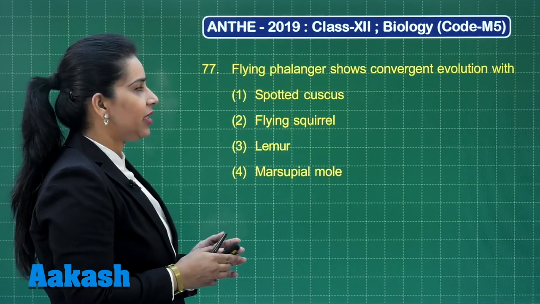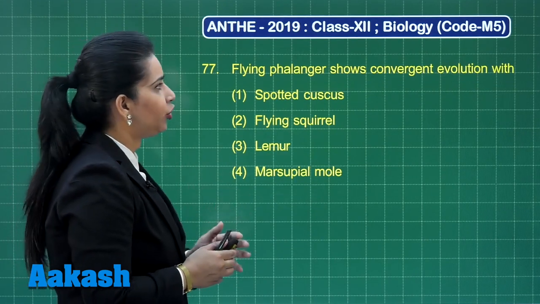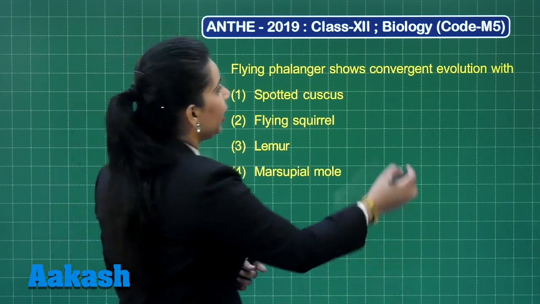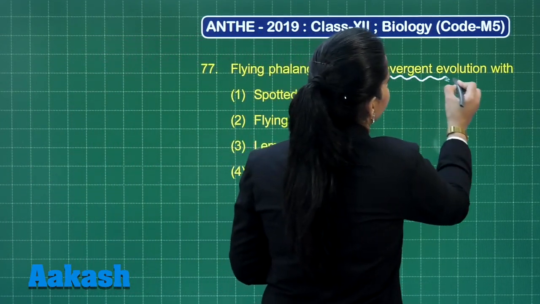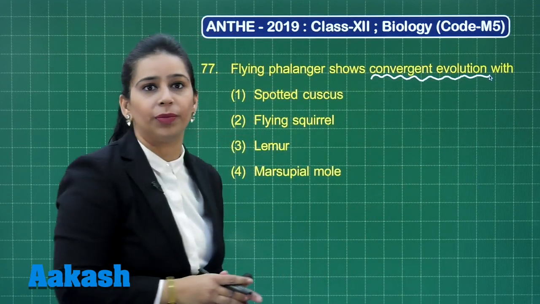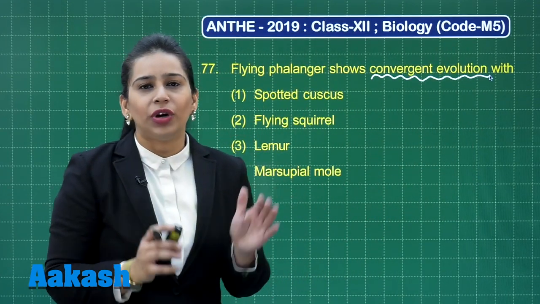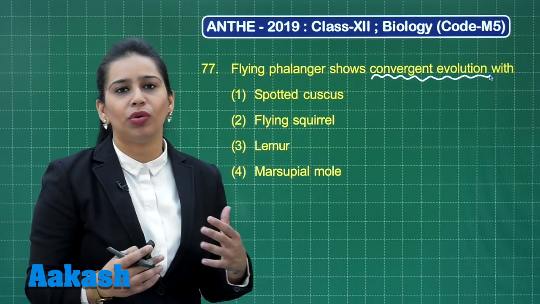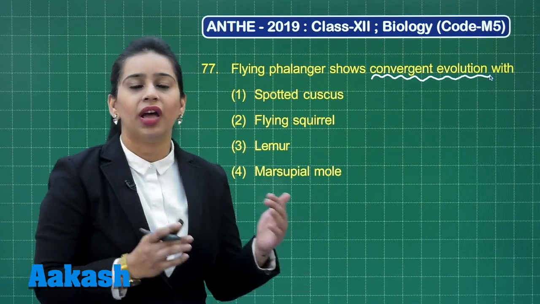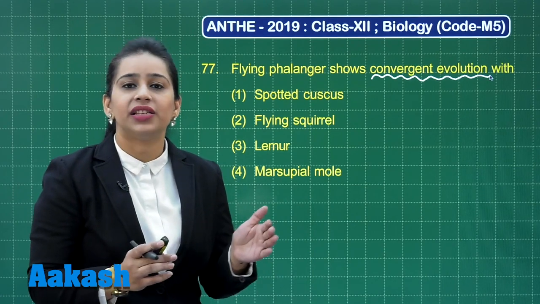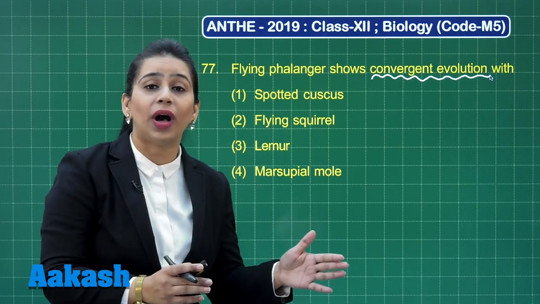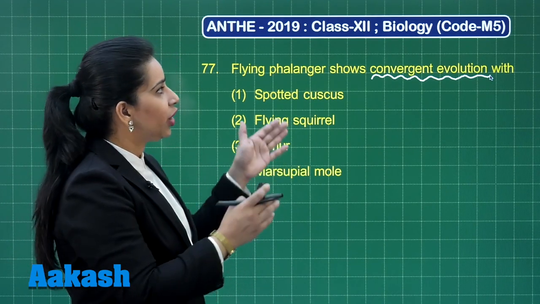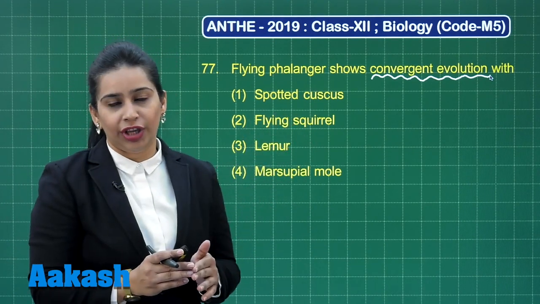That is question number 77. Flying phalanger shows convergent evolution with... Now, here we are having this term convergent evolution. Now, guys, convergent evolution is the evolution when different species, or you can say independent species, evolve in a similar direction and thus acquire similar characteristics in different habitats. So, that is called convergent evolution.